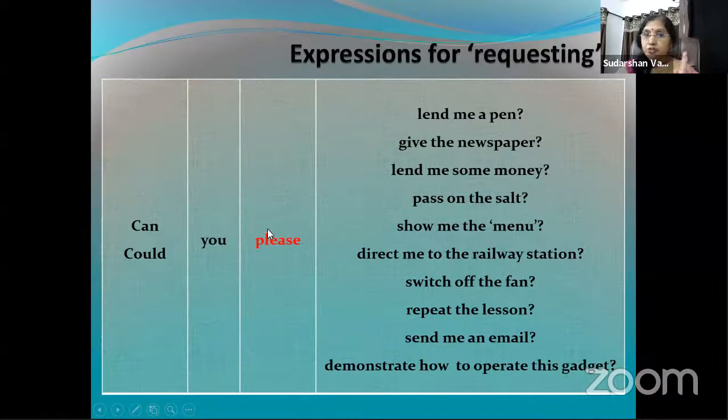When we are talking to friends, when we are talking to family, or when we are talking to a person with whom we are very close. Can you please lend me some money? Can you please pass on the salt? Can you show me the menu? What is menu? Menu is the paper which is given in the hotel where they show you what is available there and what is its pricing with the price. Can you direct me to the railway station?